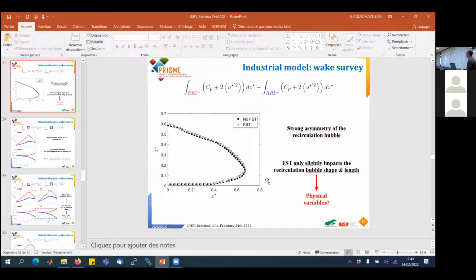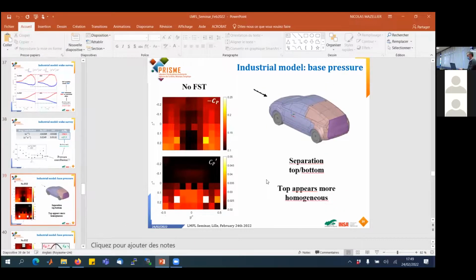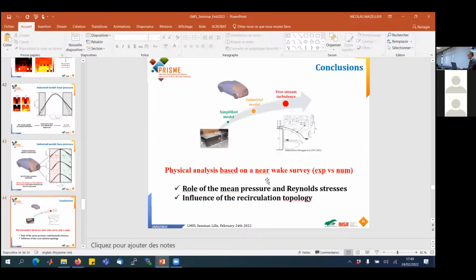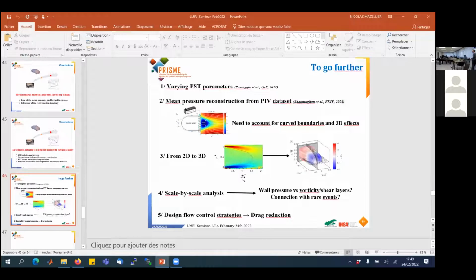One very simple question at the end. You talked about scale by scale analysis. Yeah. Are you clear what you mean by it? Yeah, what do you mean by that?